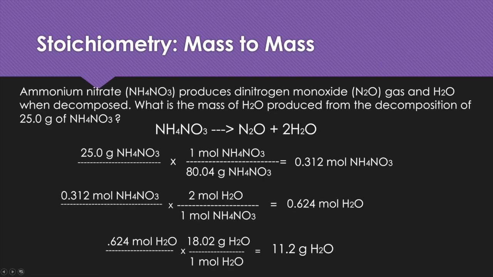Now, after figuring that out, we simply do 0.624 times 18.02 to equal 11.2 grams of H2O. And that is the end of the equation because we ended up with grams of H2O just like the question had asked. Now, this doesn't have to be separated. You can put it all in the same row, but for this example, I wanted to separate them so you all could get a good understanding of what we're actually doing and what numbers are going where.